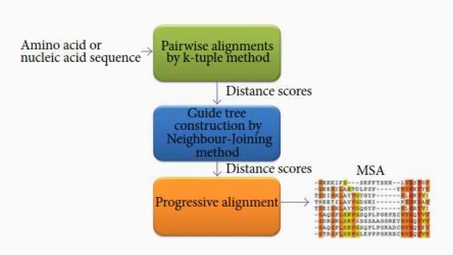As we showed, any sequence is each amino acid sequence or nucleic acid sequence. Pairwise alignments by K-tuple method to obtain distance scores. Then, a guide tree is constructed by neighbor joining method or any method, to get distance scores for progressive alignment for multiple sequence alignment purpose.